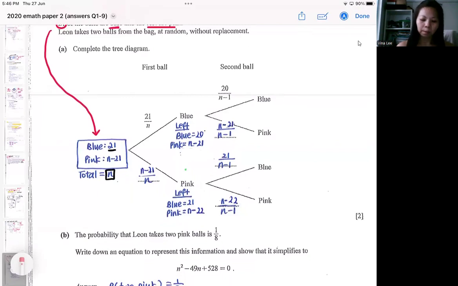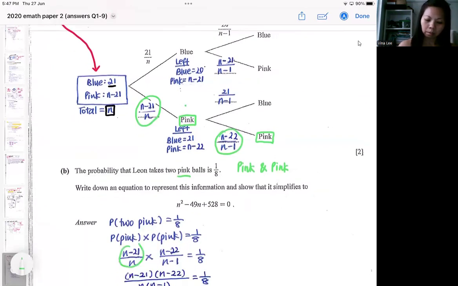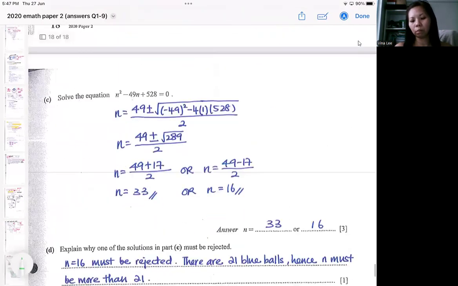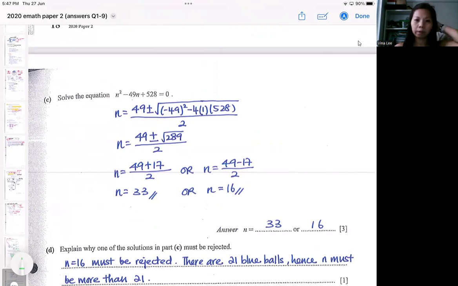From here, this person takes 2 pink balls. What is the meaning of 2 pink balls? It means pink and pink. That means I should use the 2 pink probability. So it's pink and pink. If I multiply these two, I will get 1 over 8. Can you see? When you multiply, it's simply numerator times numerator, denominator times denominator, and then after that you cross multiply to get the quadratic equation. Some of you failed to show this and went on to solve it. It's okay if you went on to solve it, but you must display this working. Then you can get the full marks.